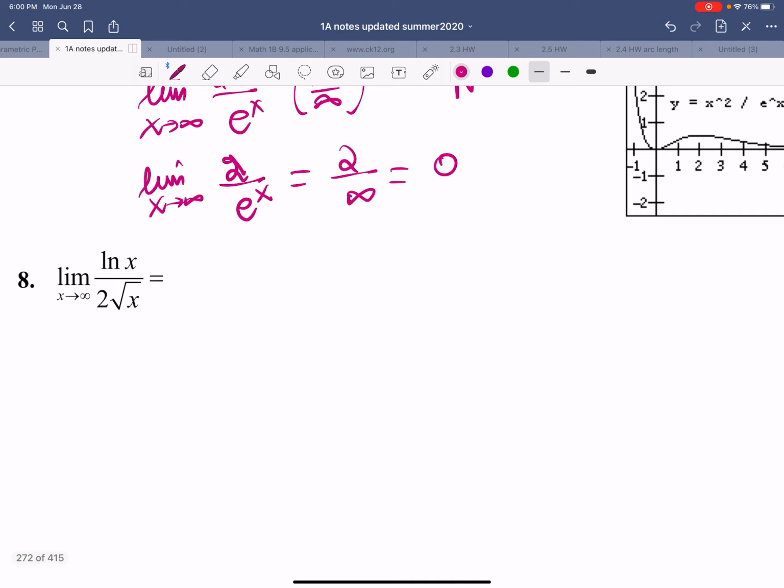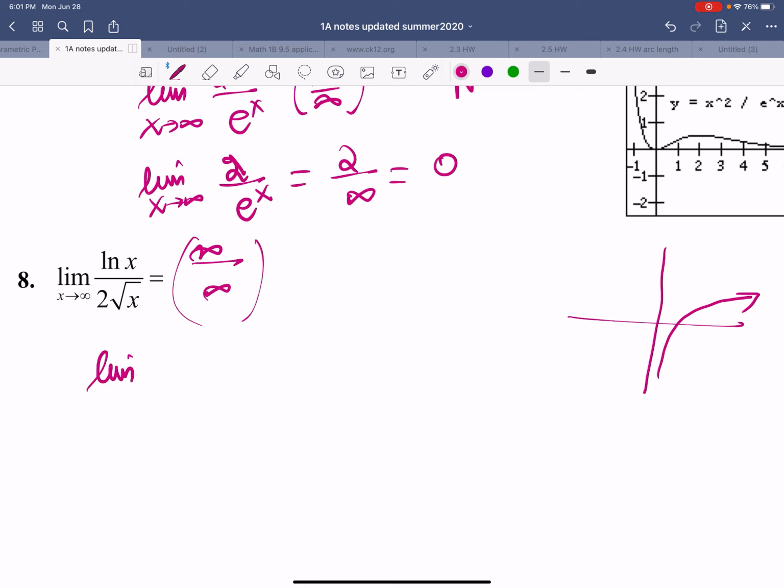Next, when x goes to infinity, think about what happens to natural log of x. When x is getting really, really large, y value is also getting very, very large. The square root of x function also goes to infinity when x gets very, very large. So this is infinity over infinity form. Now I'm going to say L'Hopital rule applies. You should always mention what you're doing, which rule you're using.